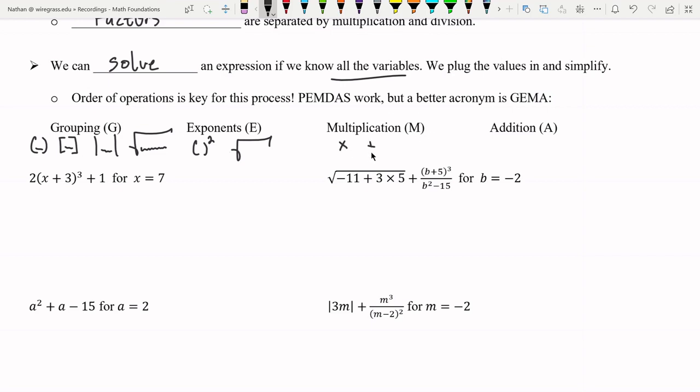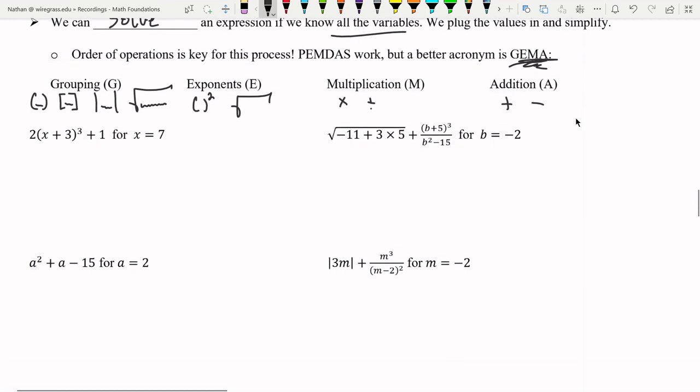Multiplication and division. Division is just another way of writing multiplication. Mathematically speaking, they're the same operation, just slightly different in what we're talking about. And then addition and subtraction, the same idea. Subtraction is really just addition with slightly different setup. So multiplication and addition are there. I like to use the acronym GEMA instead of PIMDAS, because GEMA kind of encapsulates the entirety of what you're talking about.